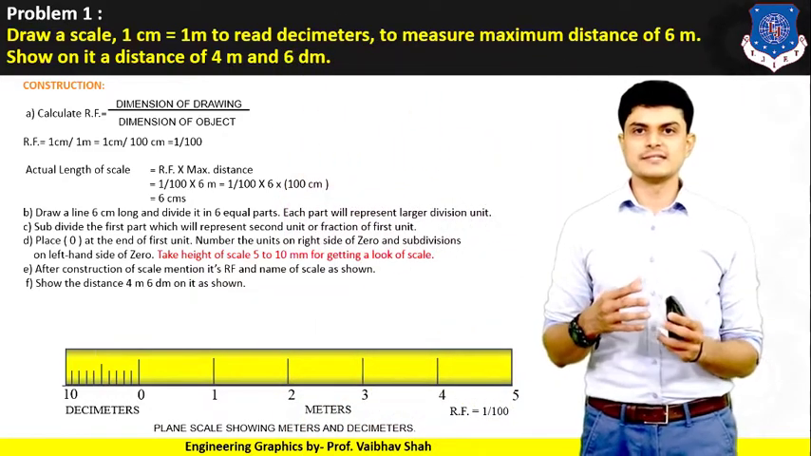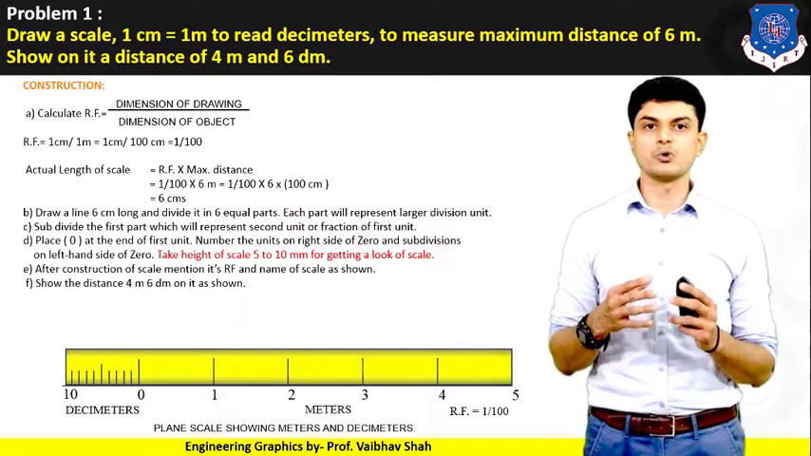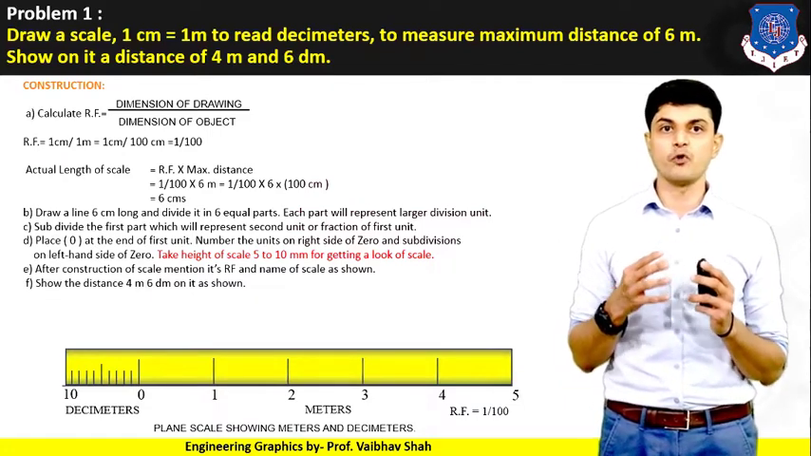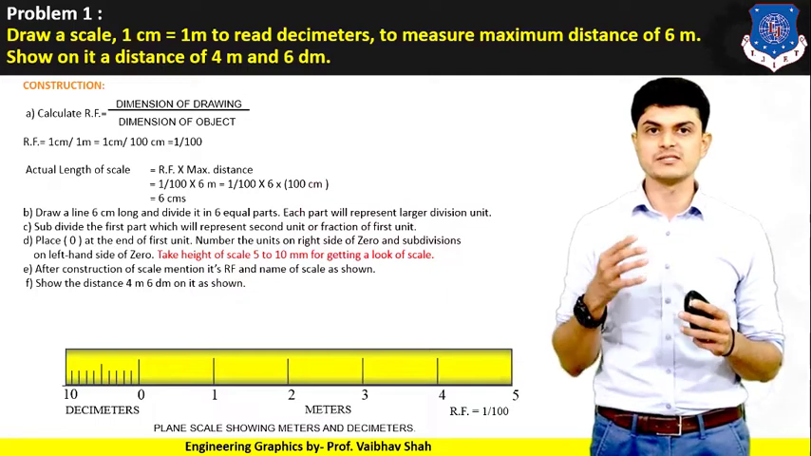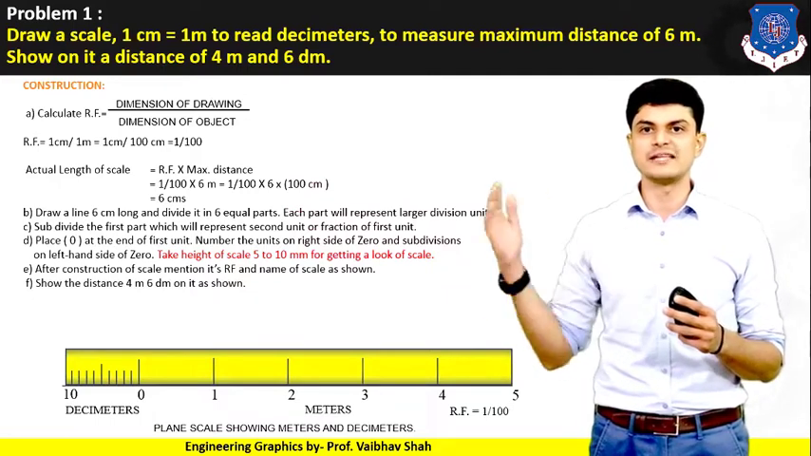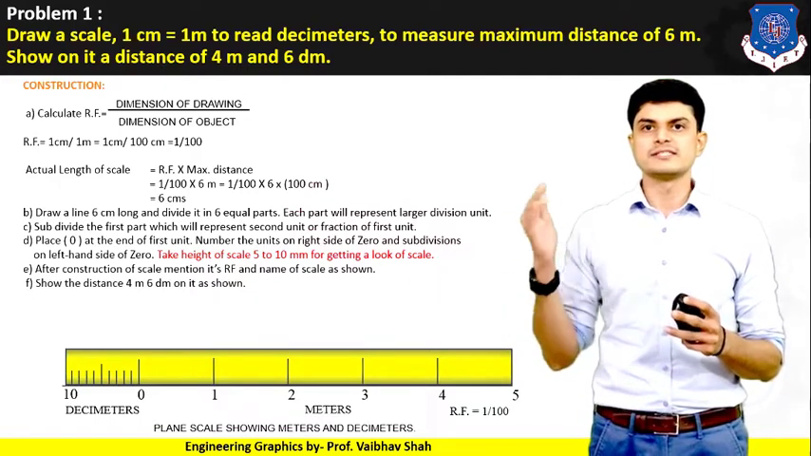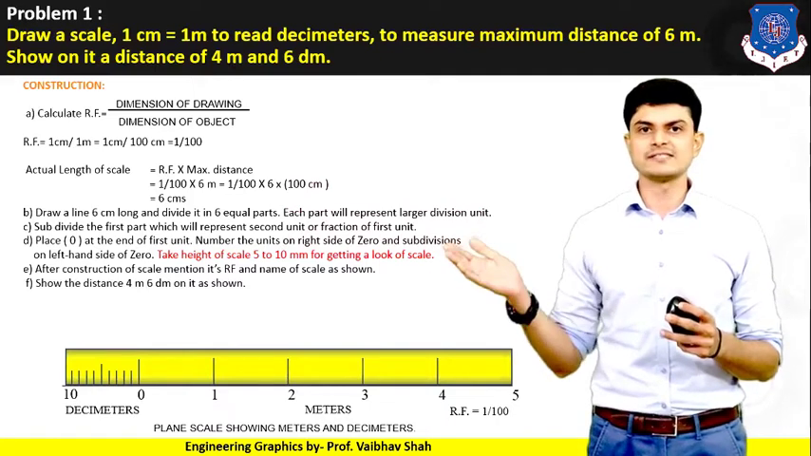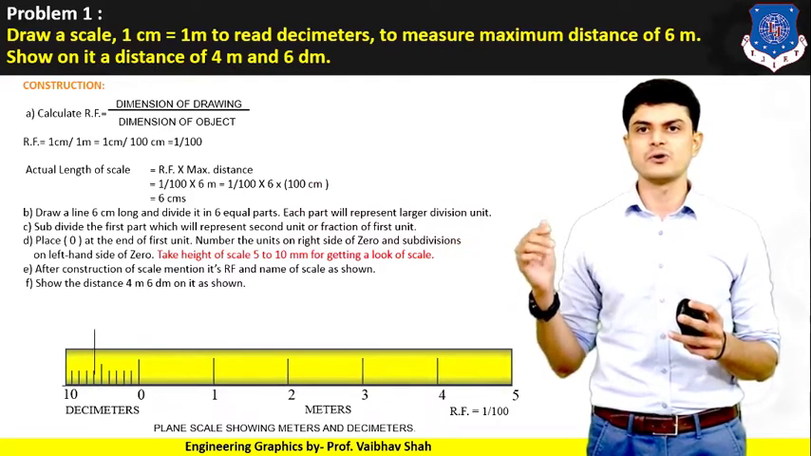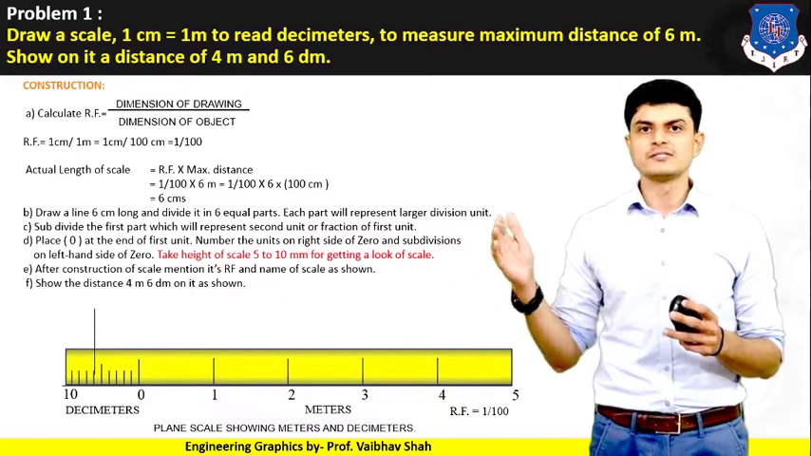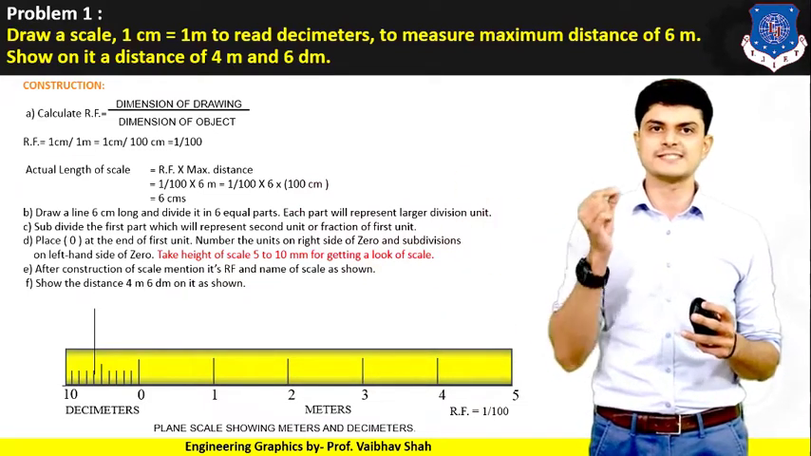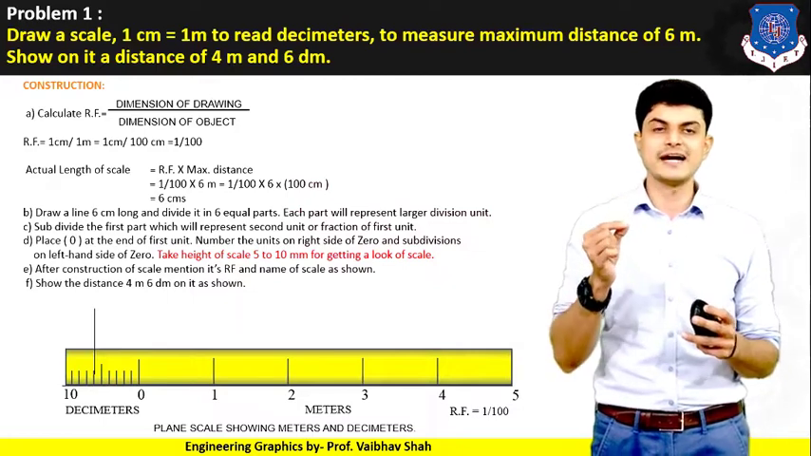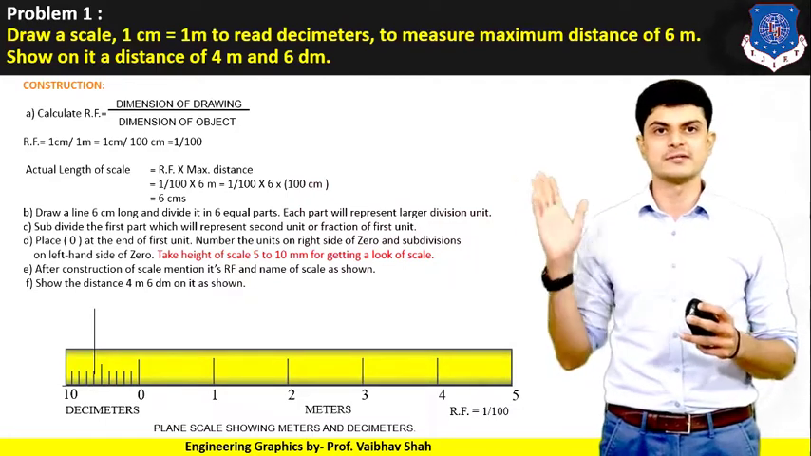Now let us see, after drawing this scale, how to measure the distance of 4 meters and 6 decimeters on this scale. We'll start from 0 and go 6 divisions on the left hand side. If we go 6 divisions on the left hand side, we will have one line which is nothing but your 6 decimeters. Why? Because we are taking the units on the decimeter scale.